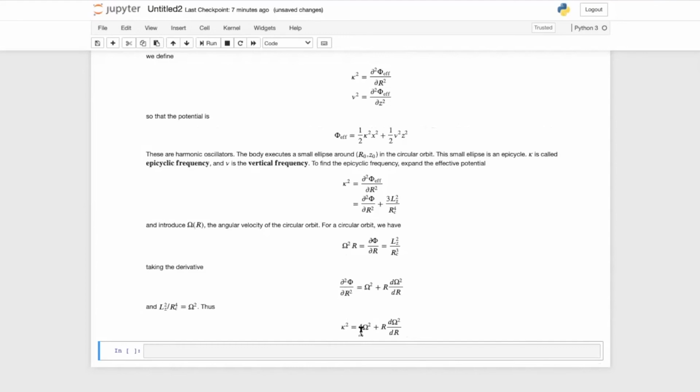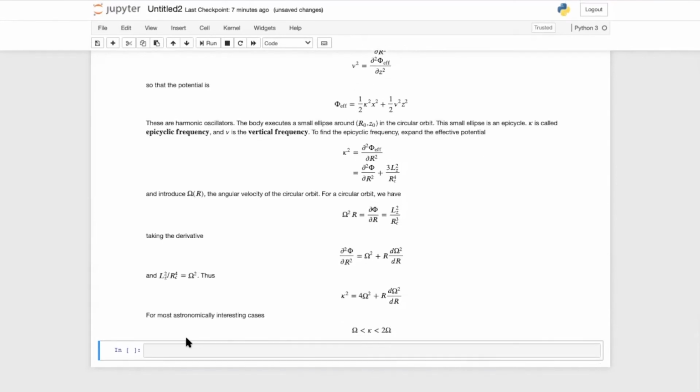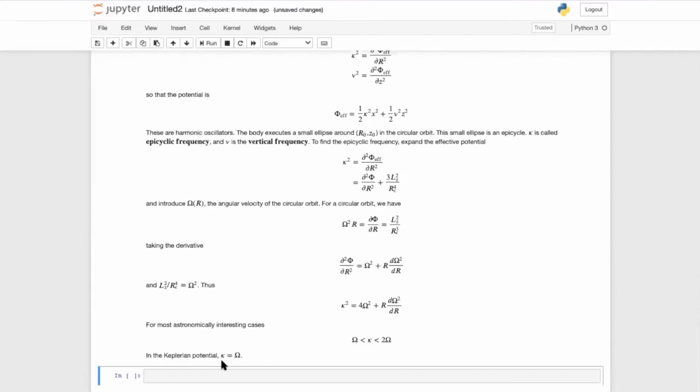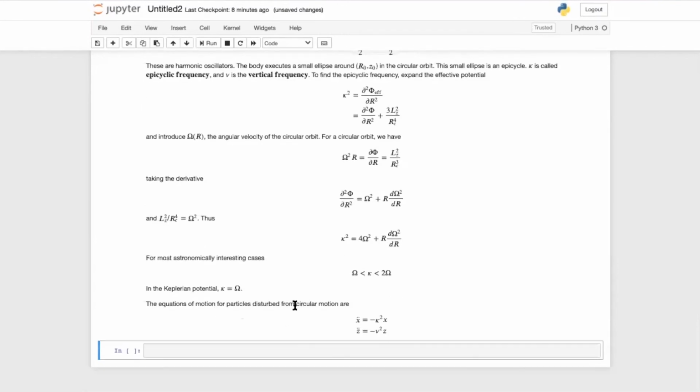We have kappa squared equal to 4 omega squared plus R d/dR of omega squared. Now, for most astronomically interesting cases, the epicyclic frequency lies between the Keplerian frequency and twice the Keplerian frequency. In fact, you can solve this equation for the Keplerian potential, where omega is equal to the square root of GM over R cubed, and you find that for the Keplerian potential, kappa is exactly equal to the Keplerian frequency.